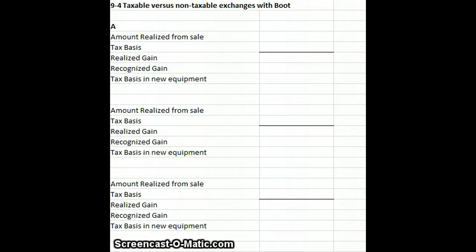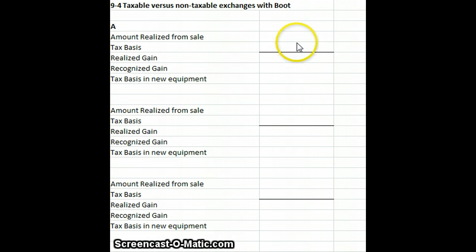Okay, we're going to look at some more taxable versus non-taxable exchanges, only this time we're going to compare some different rules with different values. So we're going to have boot involved. We're looking at Firm A exchanging an old asset with a $20,000 tax basis for a new asset with a $32,000 fair market value. Under each of the following assumptions, apply the generic rules to compute A's realized gain, recognized gain, and tax basis in the new asset.